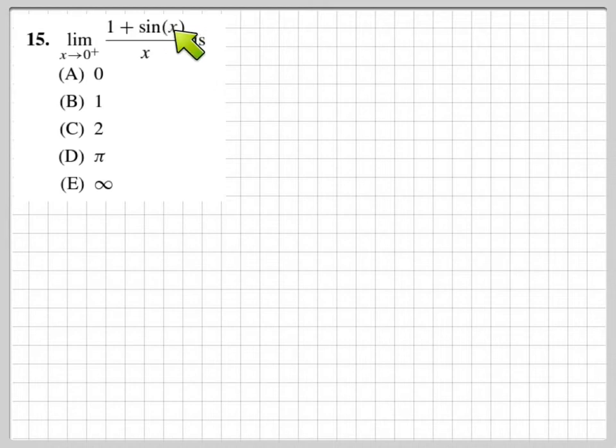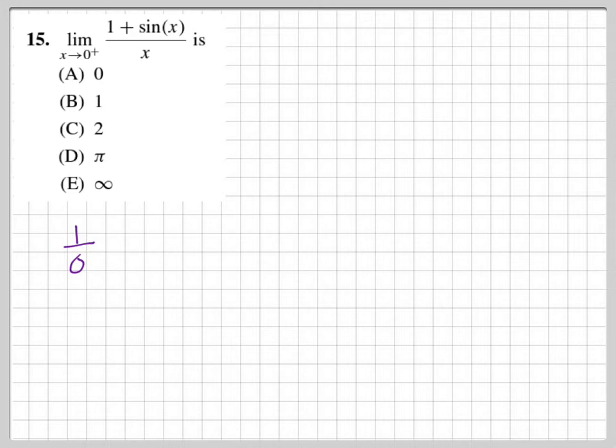Sine of 0 is 0, so you have 1 plus 0. So on the top you get 1. But then you plug 0 in the denominator, and you get divided by 0, and you can't have that. Unfortunately, 1 divided by 0 is not an indeterminate form, but we don't get a result. And so we want to see if we can manipulate this to get a result.